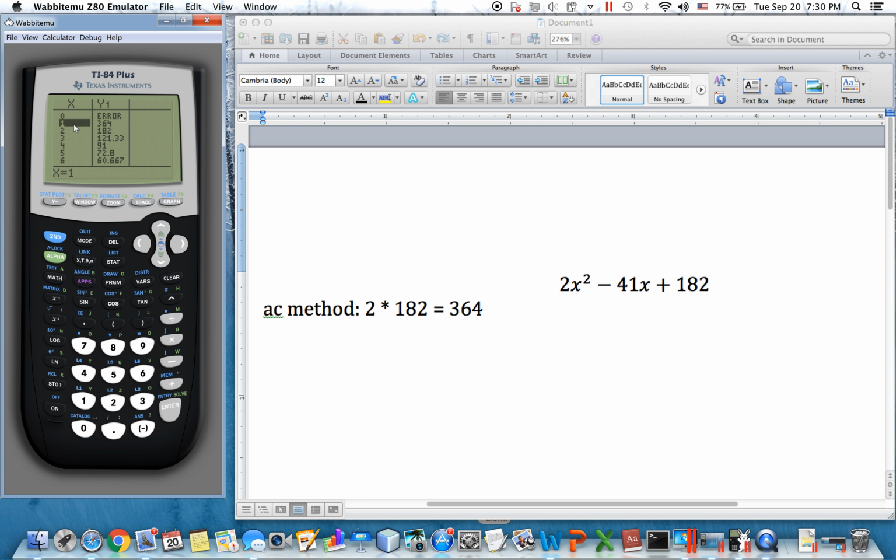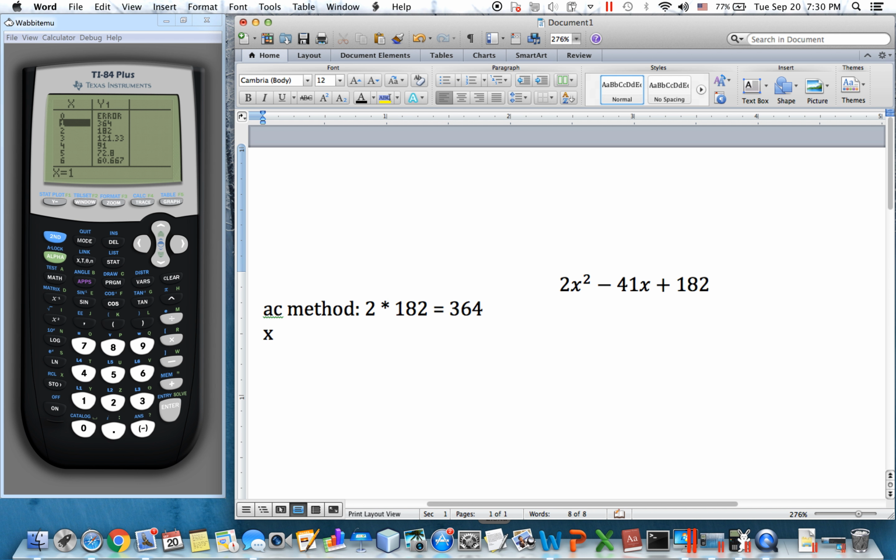So now we have to figure out two numbers. Whenever you multiply, you get 364, and whenever you add them together, it has to be -41. Don't worry about the first condition, because every pair here multiplies to 364, so this condition is always satisfied. The second condition is much more important.